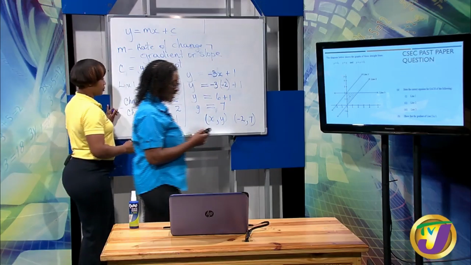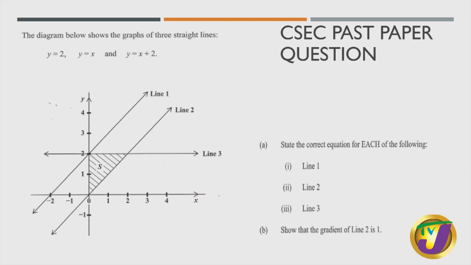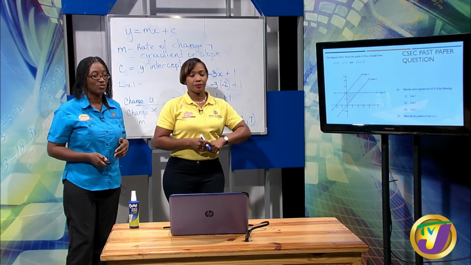Was that what they asked us to show? Show that the gradient of line 2 is 1. Excellent. We've done it, guys. We have done it. So we're going to move from our screen now as we wrap this up by just sharing with our viewers the things that we learned from today's lesson.